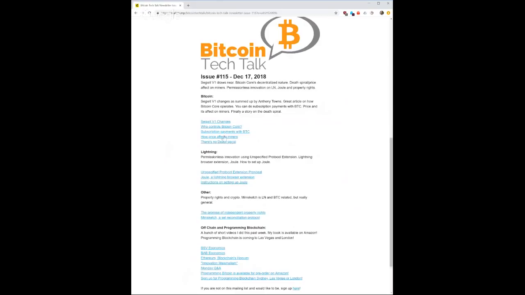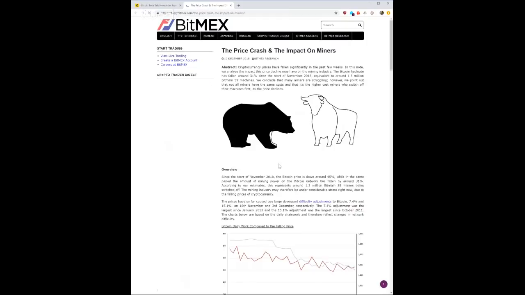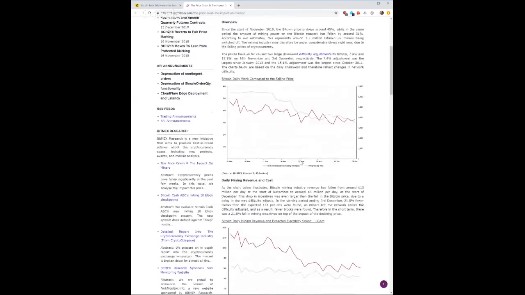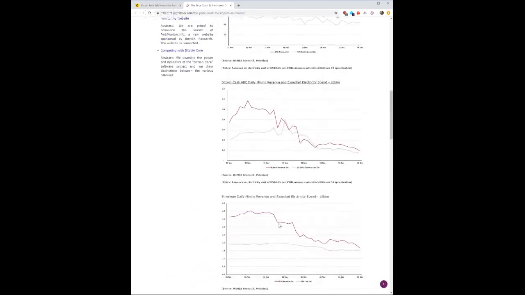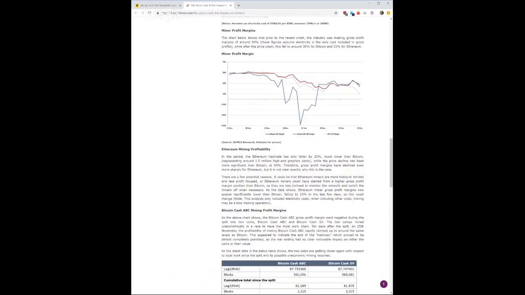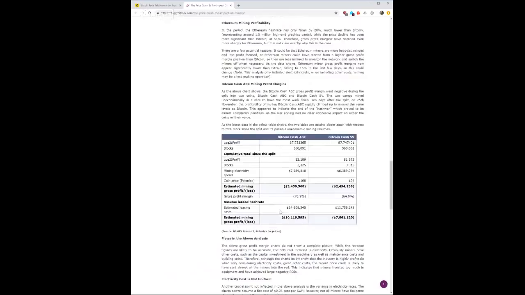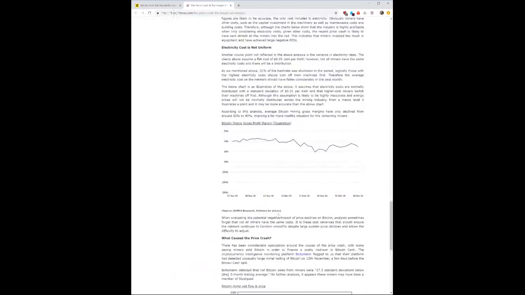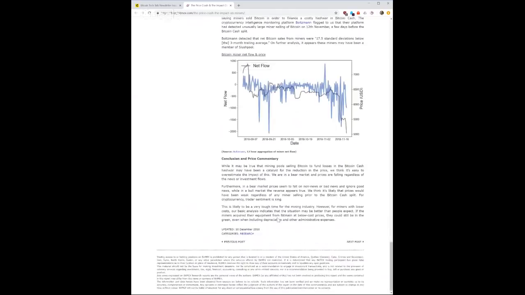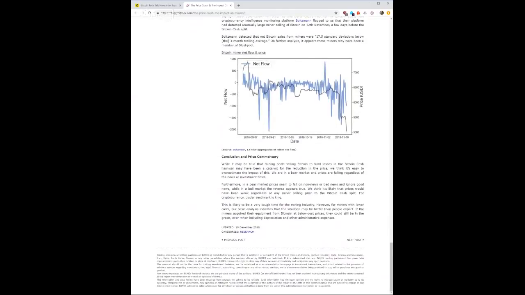All right, how price affects miners. This was published by BitMEX Research. They do a lot of really good work on basically the economics of mining. And it's a very good article about, okay, well, what happens there, right? Like how are people going to reply?